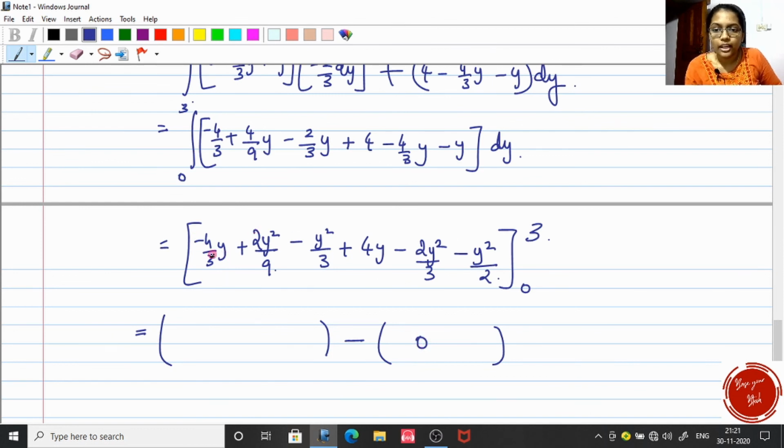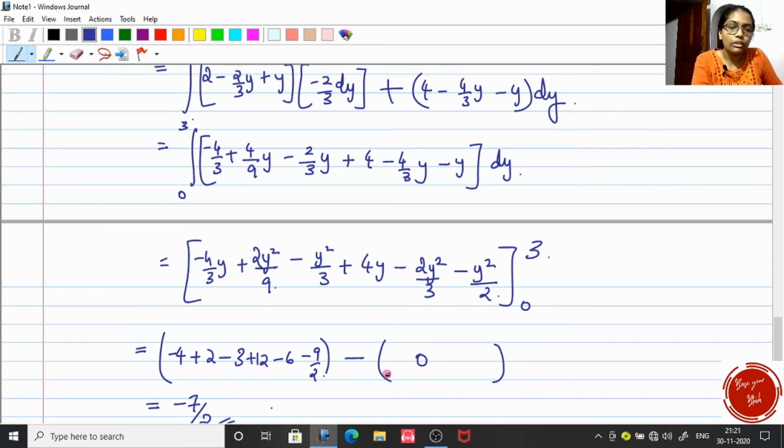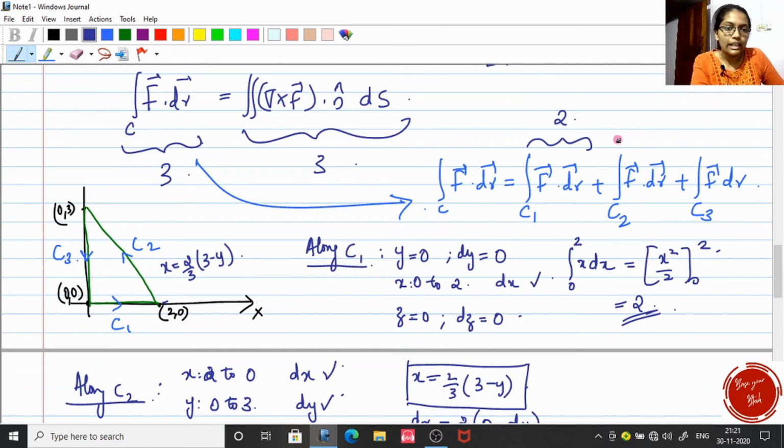Now let's substitute. Negative 4 by 3 into upper limit 3, negative 4. And 2 into 3 square, 9 by 9 cuts off, plus 2. Next, 3 square by 3, 3. Plus 4 into 3, it's 12. Minus 2 by 3 into 3 square, so minus 2 into 3, minus 6. Minus 3 square, 9 by 2. So the answer is minus 7 by 2. So this is the value for integral over C2, minus 7 by 2.